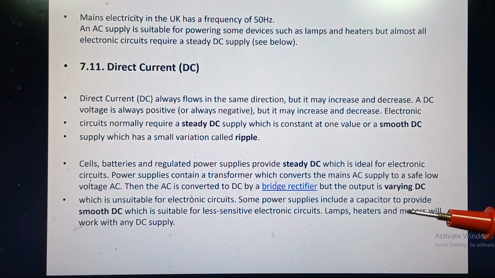Then the AC is converted to DC by bridge rectifiers, but the output is varying DC, which is unsuitable for electronic circuits. Some power supplies include a capacitor to provide smooth DC, which is suitable for less sensitive electronic circuits. Lamps, heaters, and motors will work with any DC supply.